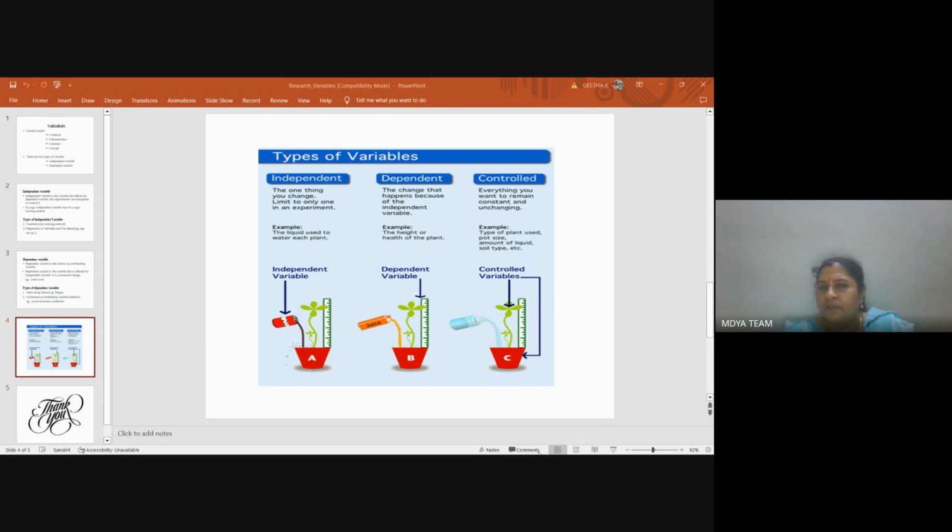It is for the very example itself, the type of the plant that is used, the pot size. These things are non-living things, which cannot be controlled with a human being.